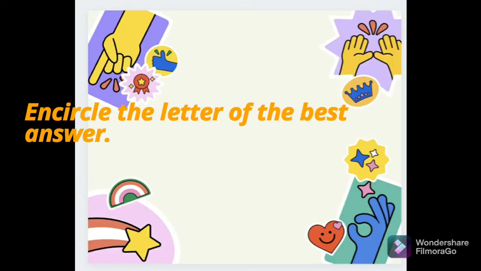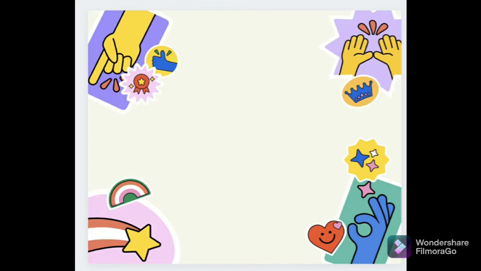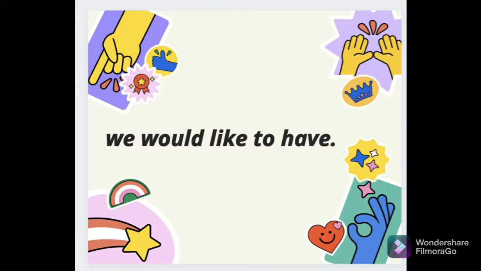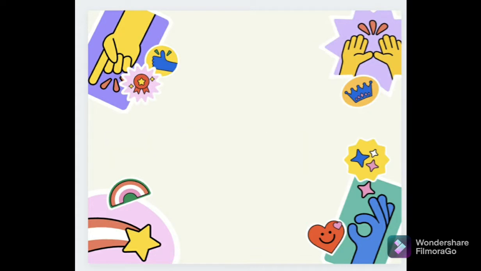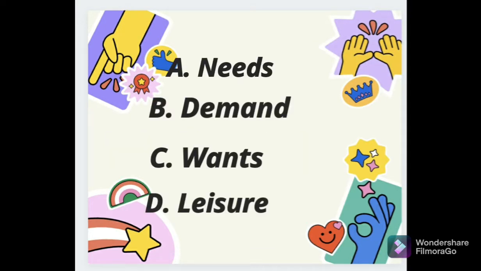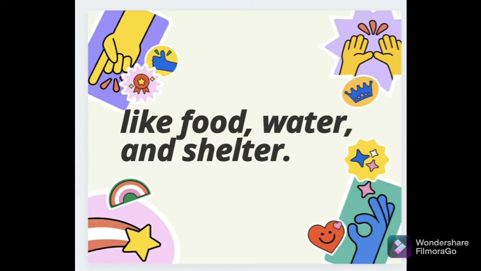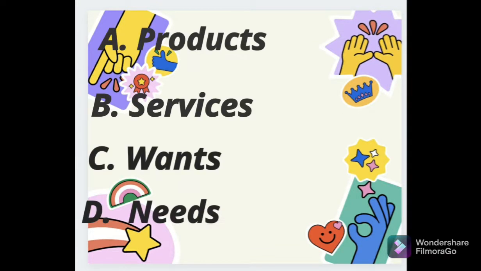Encircle the letter of the best answer. 1. These are the desires for goods and services you would like to have. Choices: needs, demand, wants, leisure. 2. These refer to things we must have to survive, like food, water, and shelter. Choices: products, services, wants, and needs.